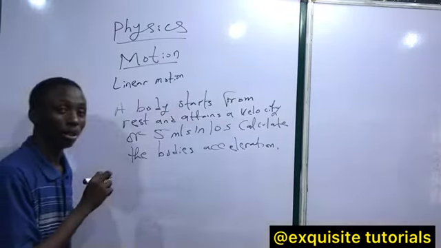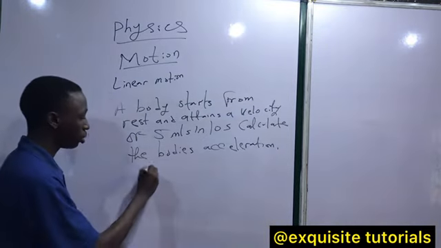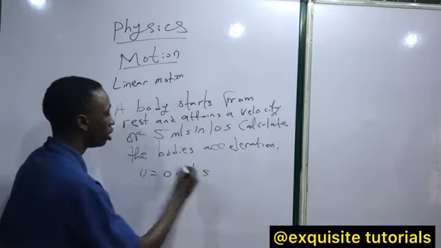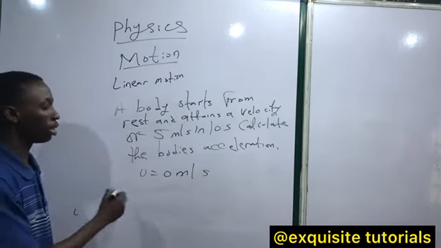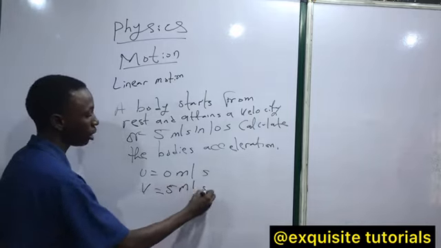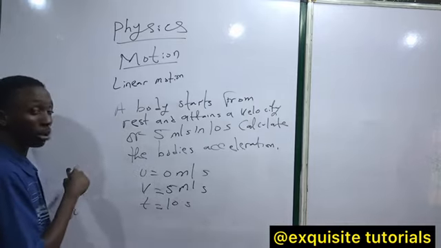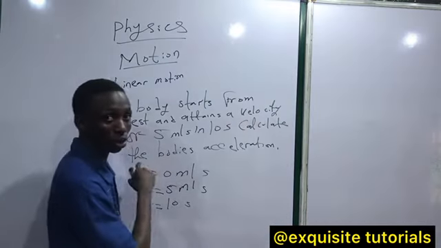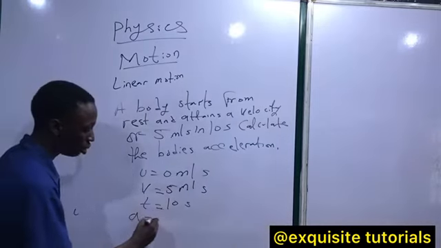So this is a very easy and simple concept. Now, a body starts from what? Rest. U is equal to 0 meters per second. And attains a velocity of 5 meters per second in 10 seconds. The final velocity is 5 meters per second. The time is equal to 10 seconds. Calculate the body's acceleration. So we're looking for A.